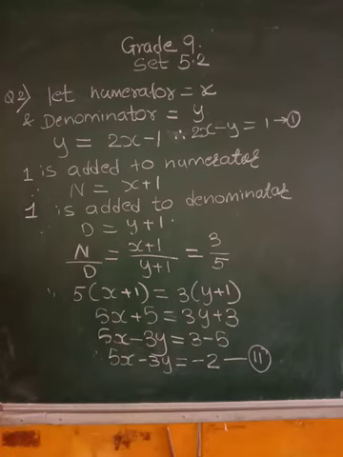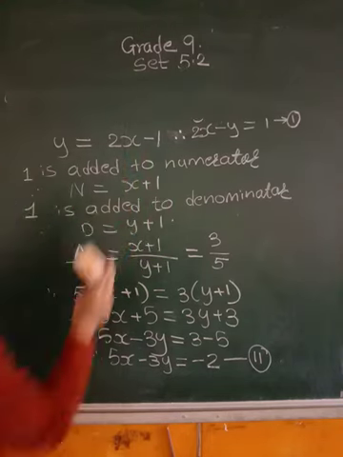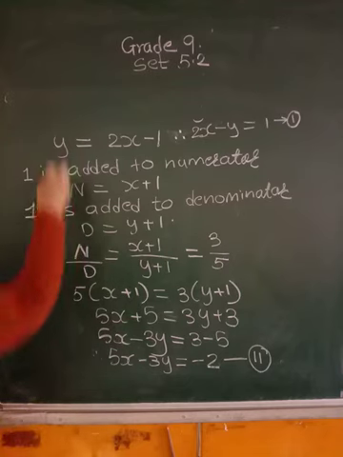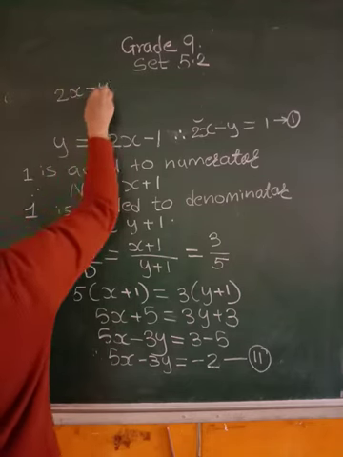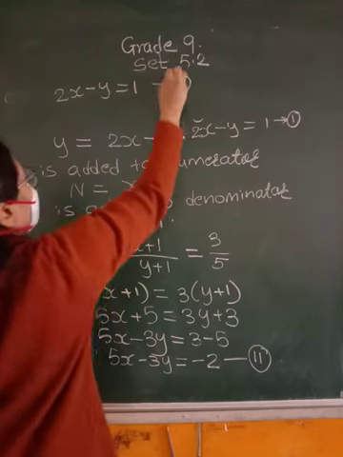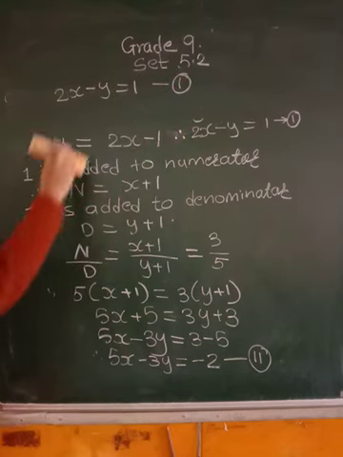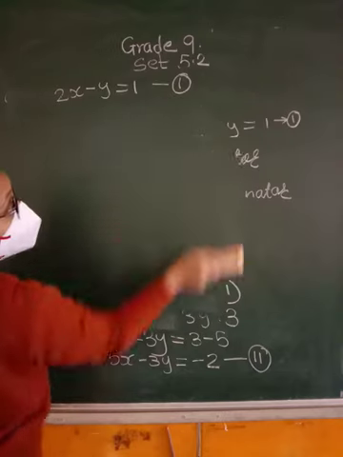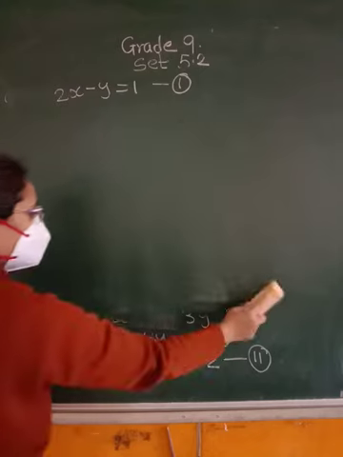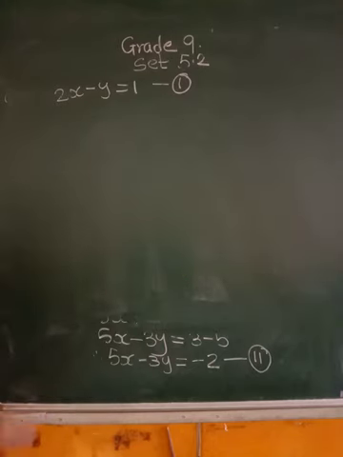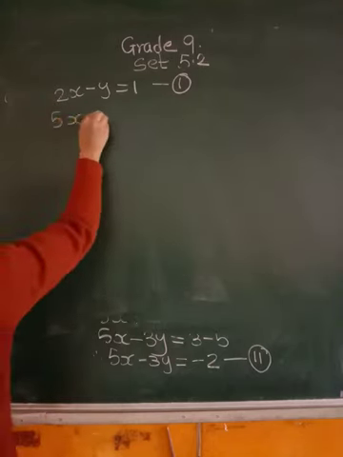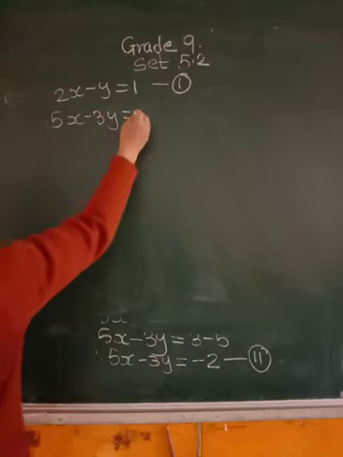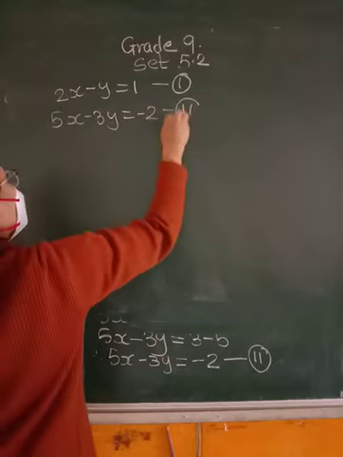Now you got two equations. Equation 2 is this and equation 1 is that. Now let us solve the simultaneous equations. So I will write equation 1 and 2 again for my reference. I have 2x minus y is equal to 1. This is first equation. Let me write the second equation as well: 5x minus 3y is equal to minus 2. This is my second equation.